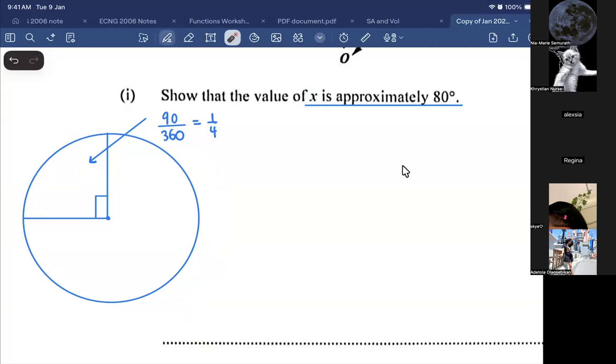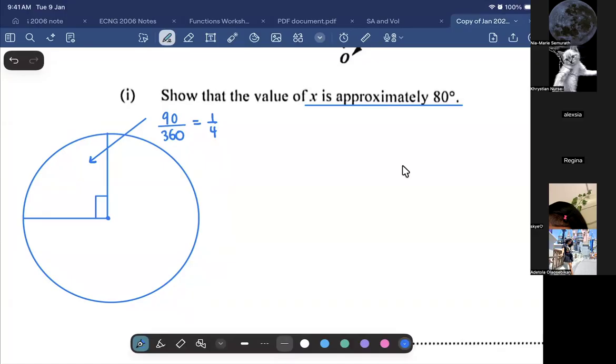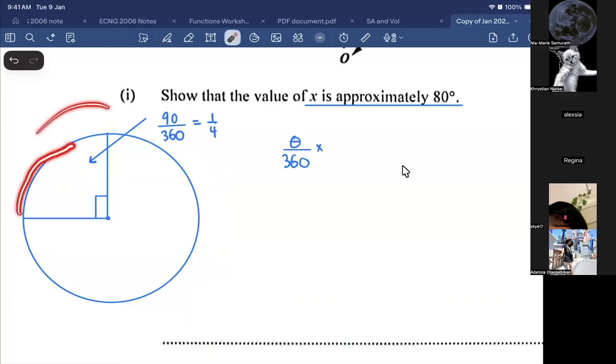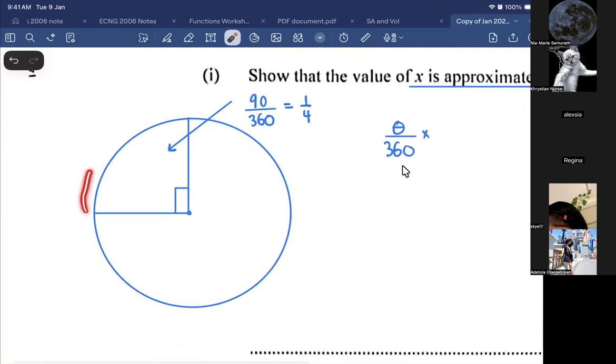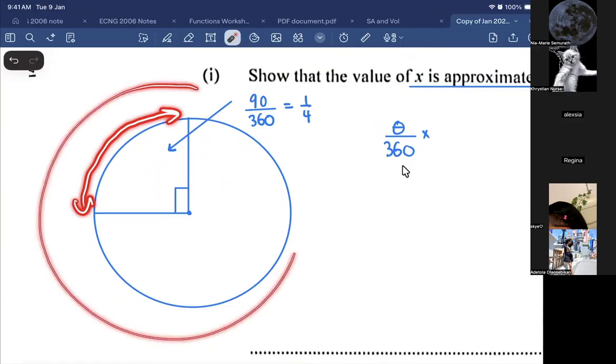A quarter. Exactly. Now let's generalize this. Samir, if you want to figure out what fraction of the whole circle a sector is, you could just say theta over 360, and this will tell you what fraction of the whole circle it is. And if we want to find the length of an arc, isn't the length of an arc just a fraction of the whole circle? You with me or not? Like this length over here is just a fraction of the whole circumference. That's what it is.